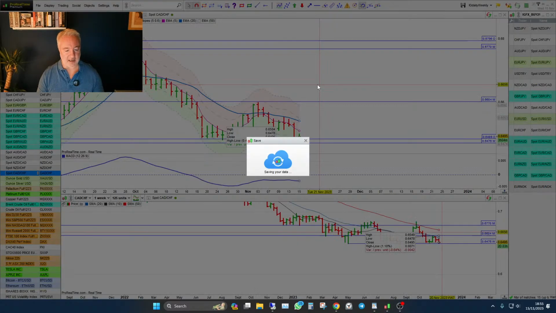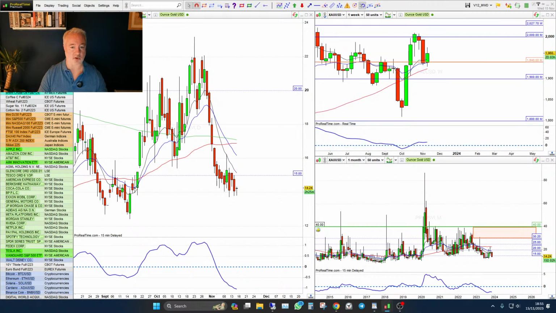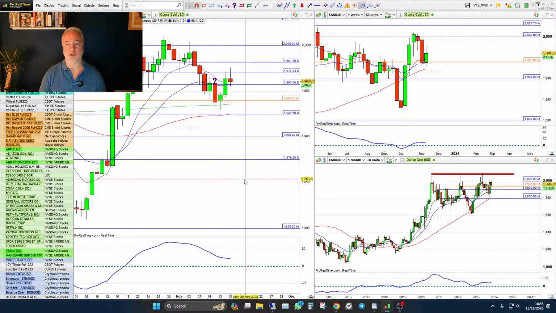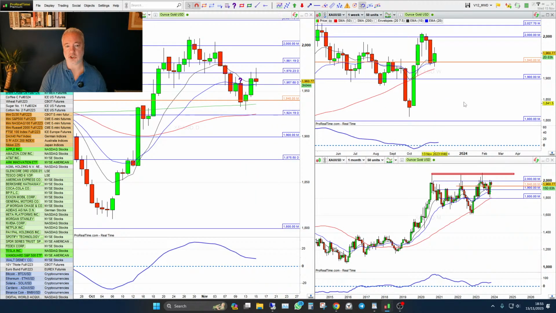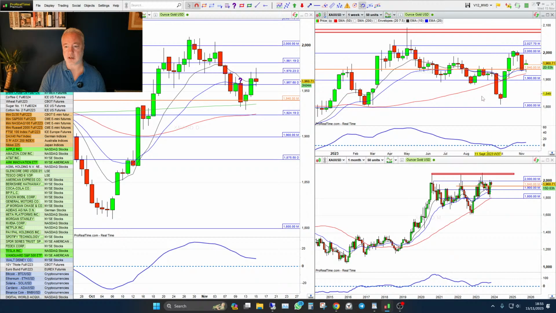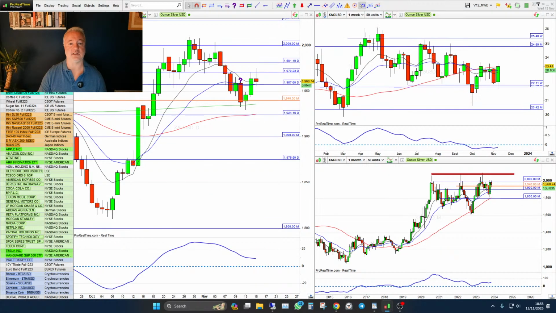Okay, that is everything there. Let's go and have a look at the main page. Let's see what else is going on. Let's have a look at gold. So gold, again, I'm still looking for gold to go long. Potentially it should have set up. There could be something here where possibly I'd be looking for that to go long. There's nothing there yet.